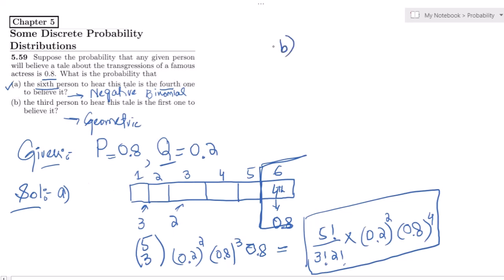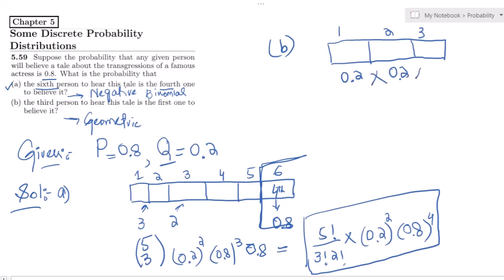In part B of my question, the third person to hear this tale is the first one to believe. Let me again draw this hypothetical diagram. This is 1 2 and 3, first, second, third. The first 2 persons would not believe, so the probability would be 0.2 multiplied by 0.2, and the last person would believe, so it would be 0.8. So it would be 0.2 squared multiplied by 0.8, and that is the solution of part B of my question.